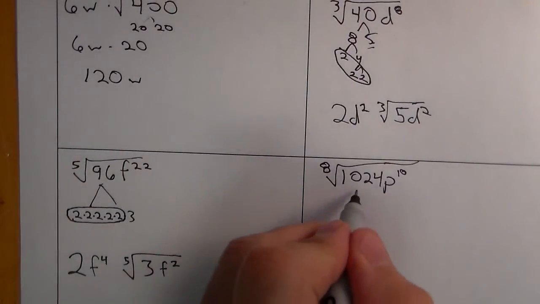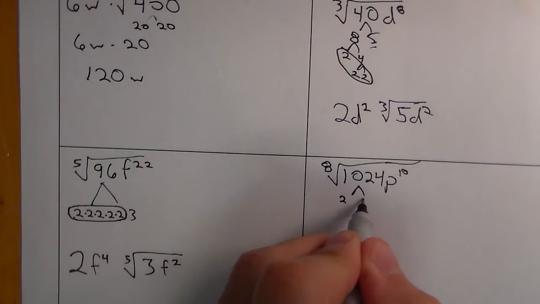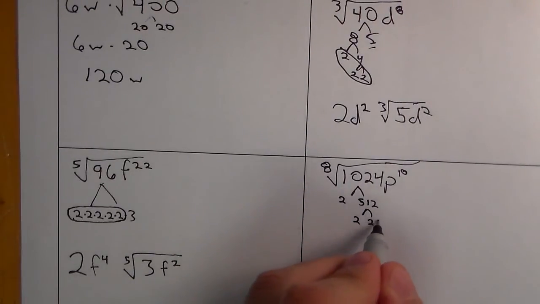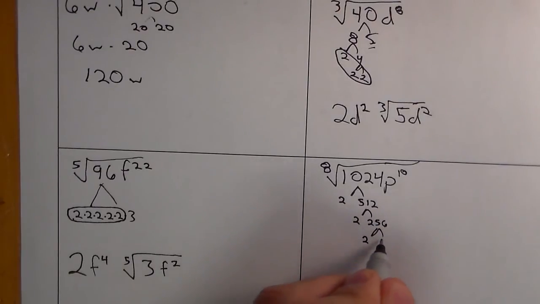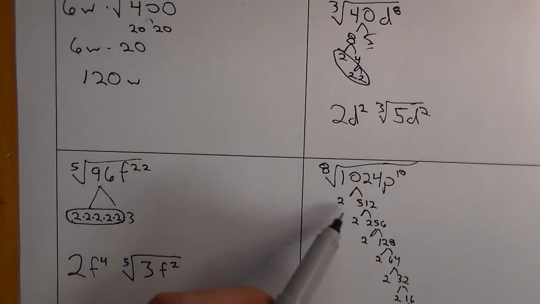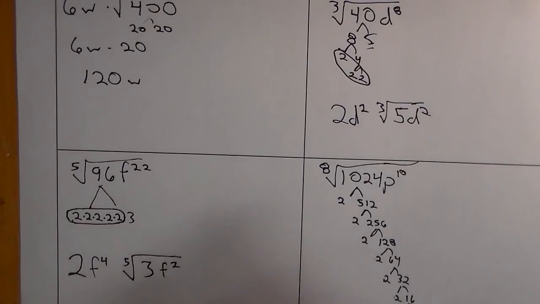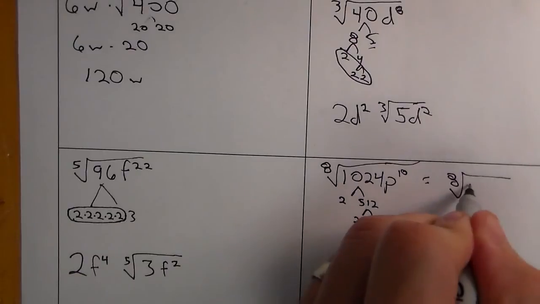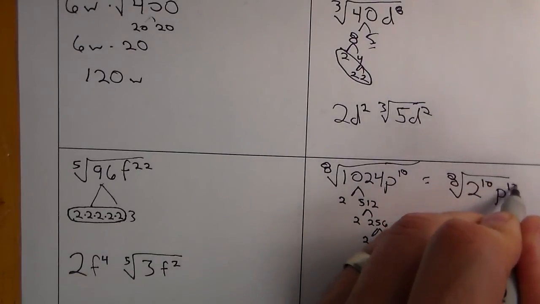1024 p to the 10th inside the 8th root. So we got 2 times 512, 2 times 256, 2 times 128, 2 times 64, 2 times 32, 2 times 16, 2 times 8, 2 times 4, and then 2 and 2. So I have 1, 2, 3, 4, 5, 6, 7, 8, 9, 10. So this is actually the 8th root of 2 to the 10th, p to the 10th.